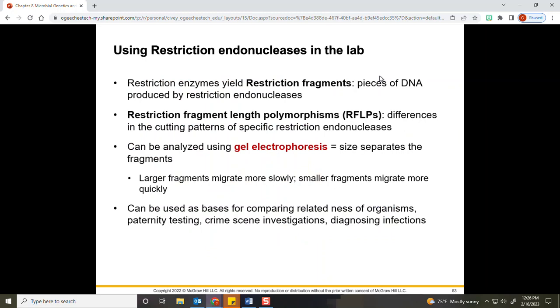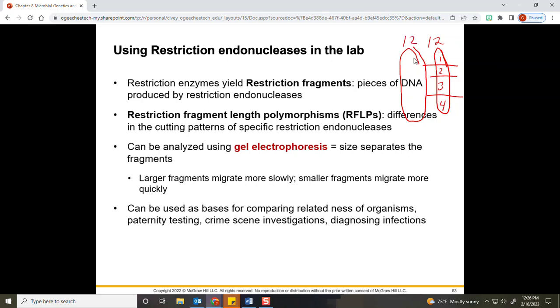So another use for these restriction endonucleases is they yield restriction fragments. So think about this in eukaryotes for a second. And this is a chromosome right here. So if this is, let's say, chromosome number 12, where we have 46 total, 23 pairs, and I cut my DNA here, here, and here. How many fragments would I have? 1, 2, 3, 4.